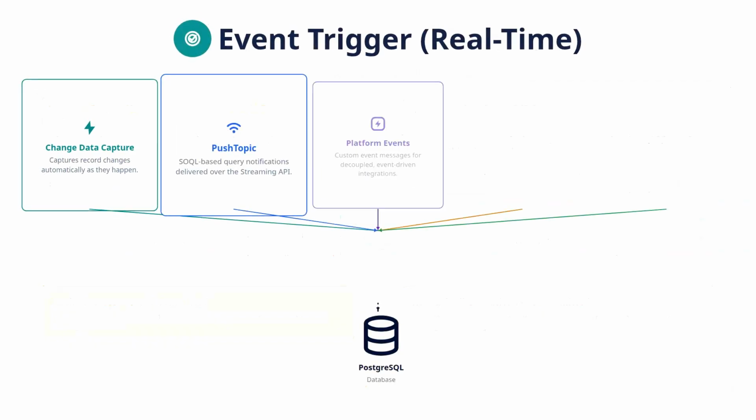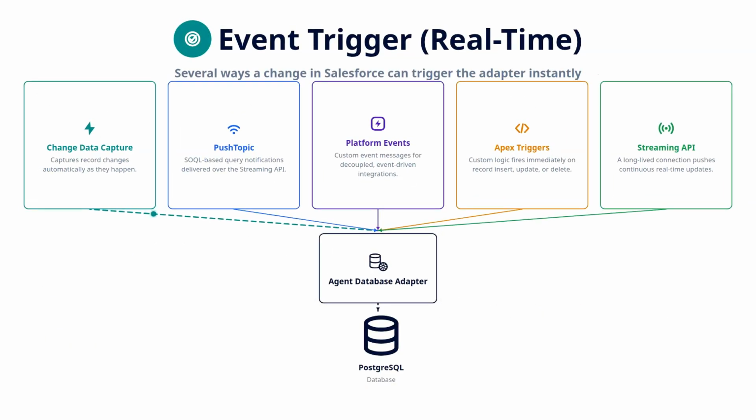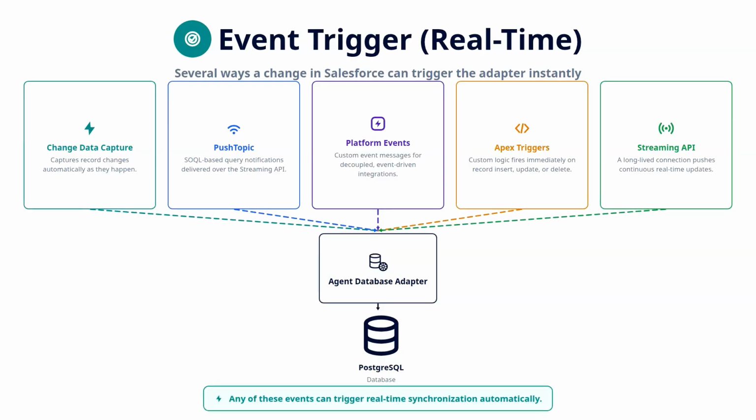Real-time synchronization can be triggered several ways. Change data capture, push topic, and platform events all detect changes in Salesforce. Apex triggers fire custom logic on every insert, update, or delete. And the streaming API keeps a live connection open for continuous updates. Any of these can trigger the adapter instantly.